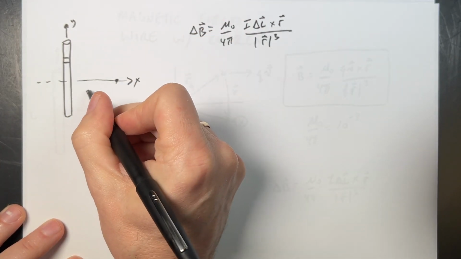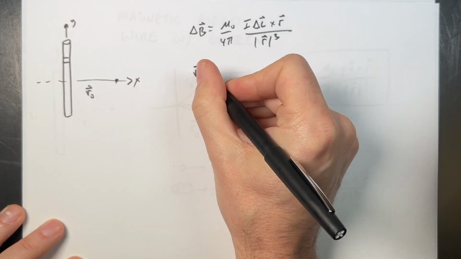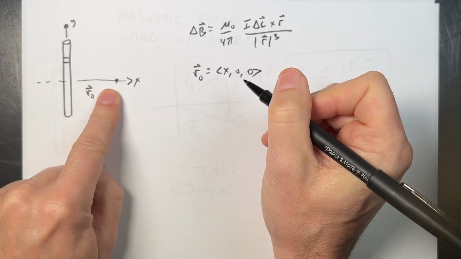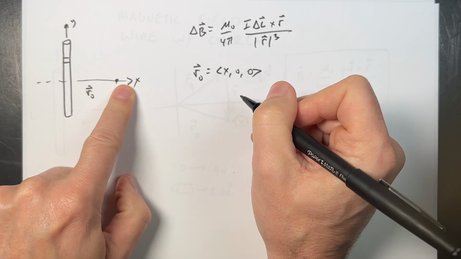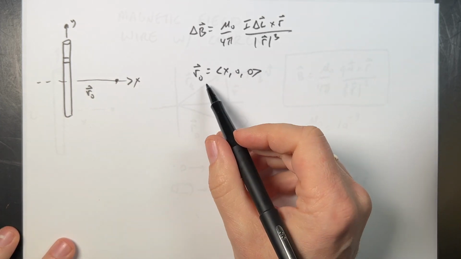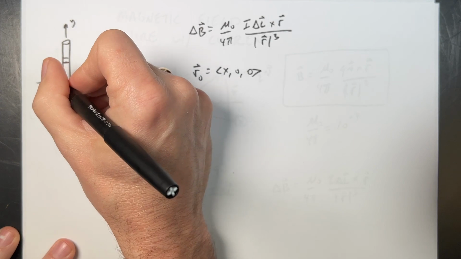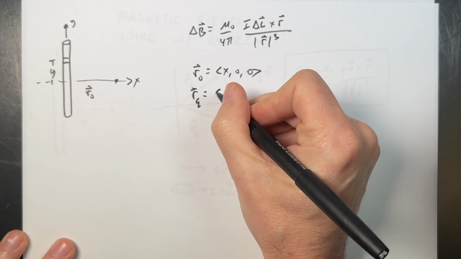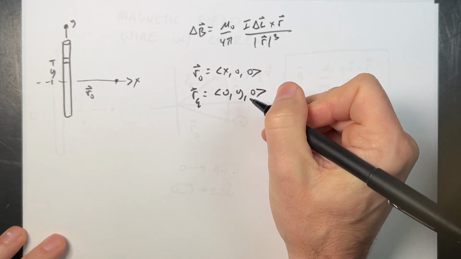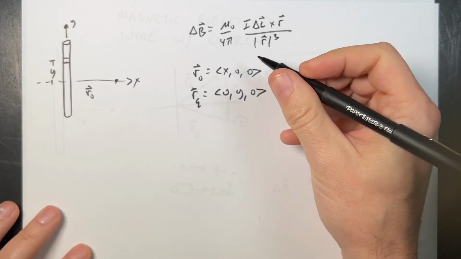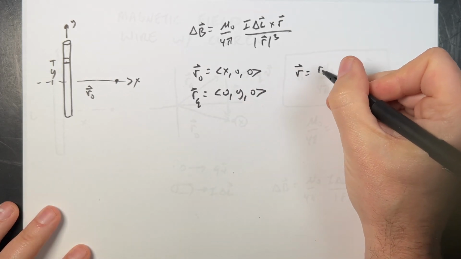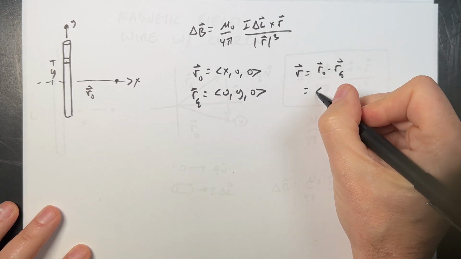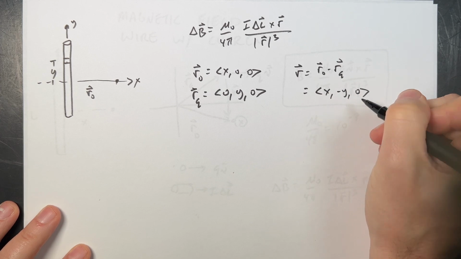So let's call this the vector RO. Let's do this the formal way. RO is going to be the vector x, 0, 0, right? If it's x distance away, then it's on the x-axis, so the y and z components are 0. And the value of this right here is going to move, so let's call that y. I'll put this as RQ is 0, y, 0, right? Because it can move up and down. It can be any y value. And from that, I get R is RO minus RQ. And so RO minus RQ is just going to be the vector x, negative y, 0. So there's my R vector.